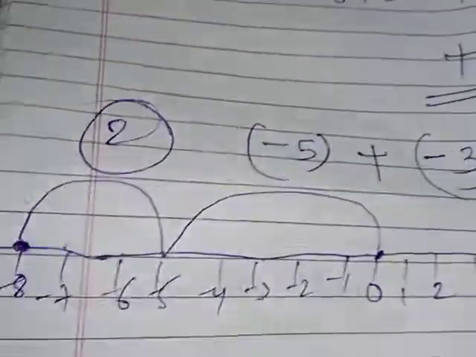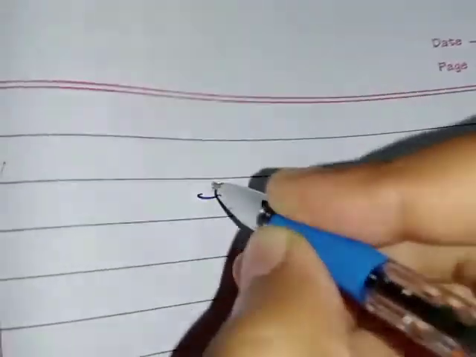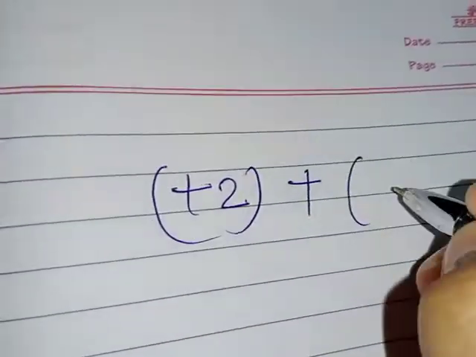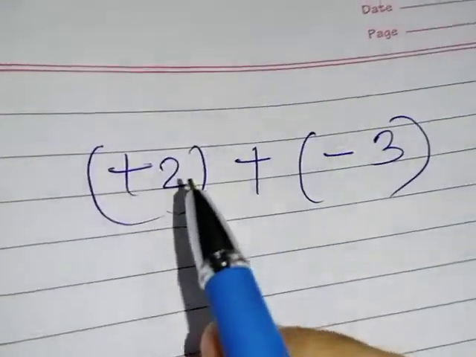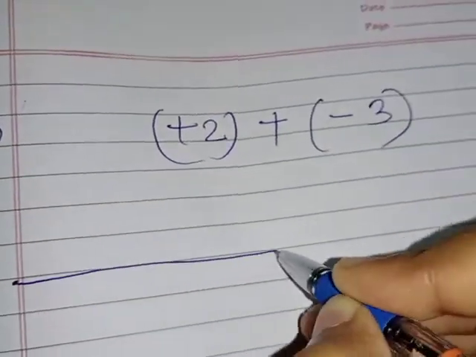Okay. Now the third example I'll tell you. Third example: if we have one integer positive, suppose we have one integer positive like plus 2, and we have to add this with one negative integer. Now how to solve this, you see. One positive and one negative. We'll make a number line first of all.